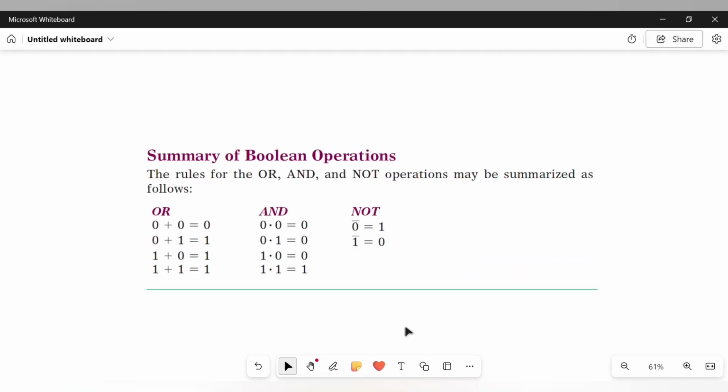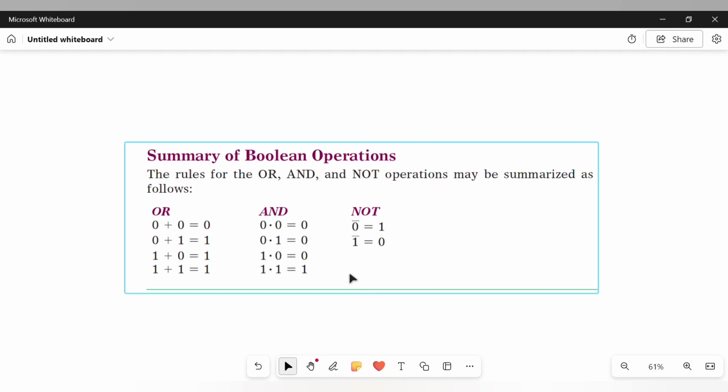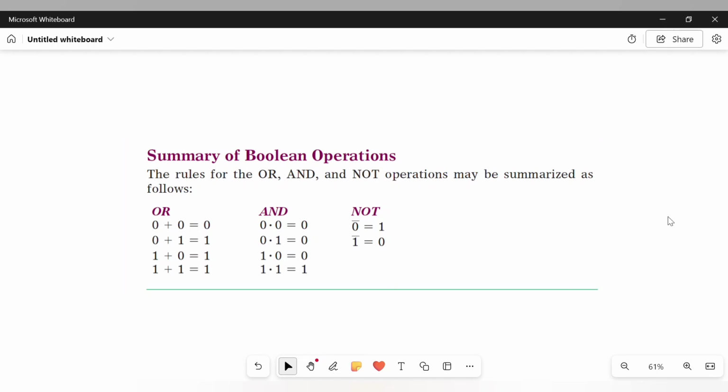Now here is the summary for Boolean operations. The rules for the AND and NOT operations may be summarized in this way. I hope these basic concepts will help you grasp the next concept of digital electronics.